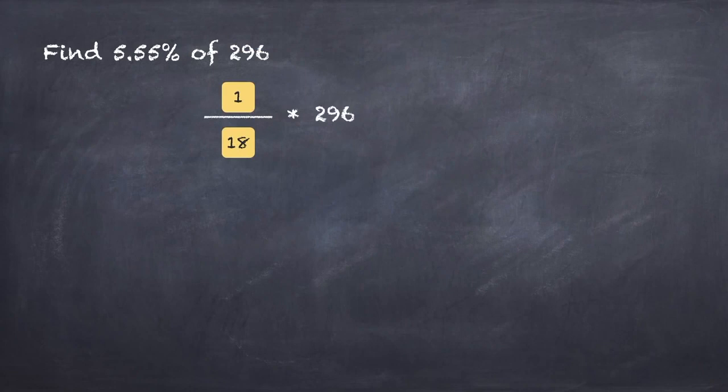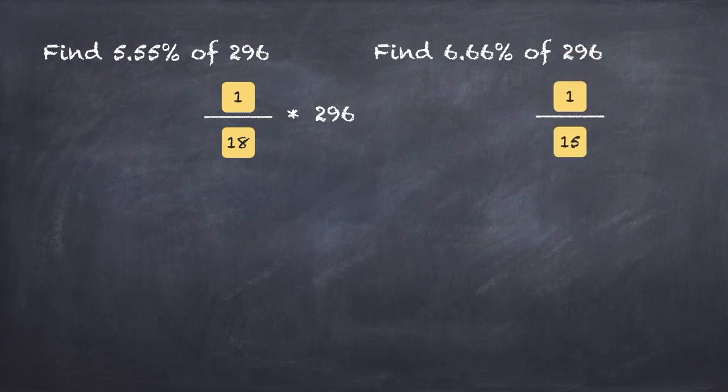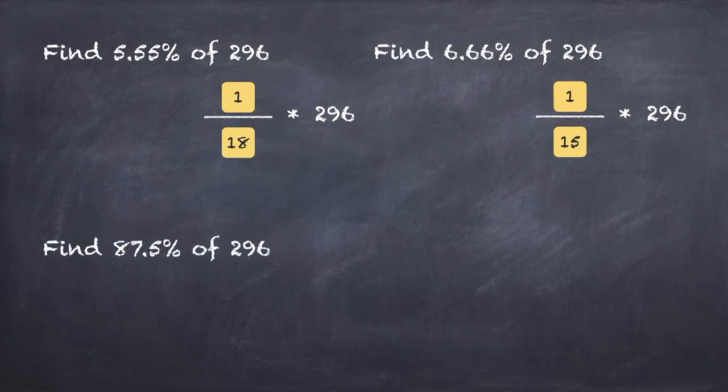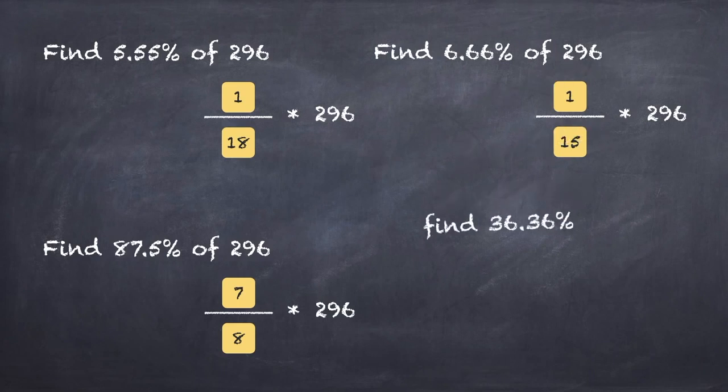Similarly, find 6.66%. 6.66% is 1 by 15, so finding 6.66% of 296 is the same as multiplying it by 1 by 15. 87.5% of 296 is the same as multiplying it by 7 by 8. Now, how did I come to this? I remember that 1 by 8 is 12.5 and 87.5 is a multiple of 12.5. Or I can think of 87.5 as 100 minus 12.5, or 1 by 8 less than. So 7 by 8 into 296.